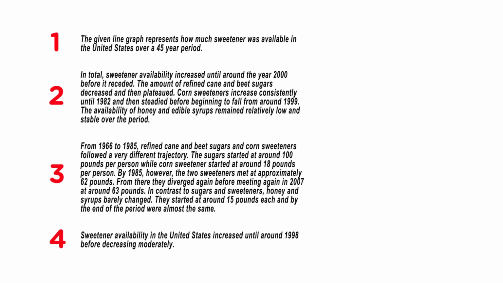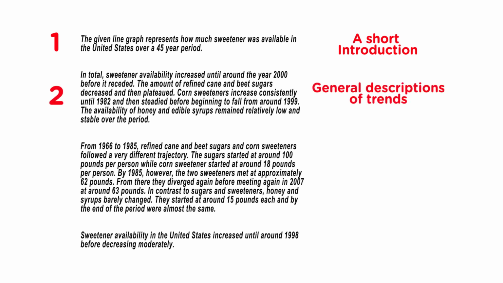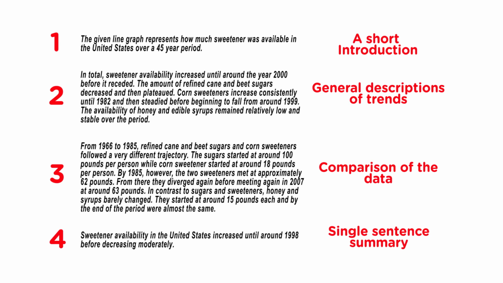It has 4 sections. The first section is a short introduction. The second section is a general description of the trends. The third section is a comparison of the data. And the last section is a single sentence summary. We'll look at each part one by one.